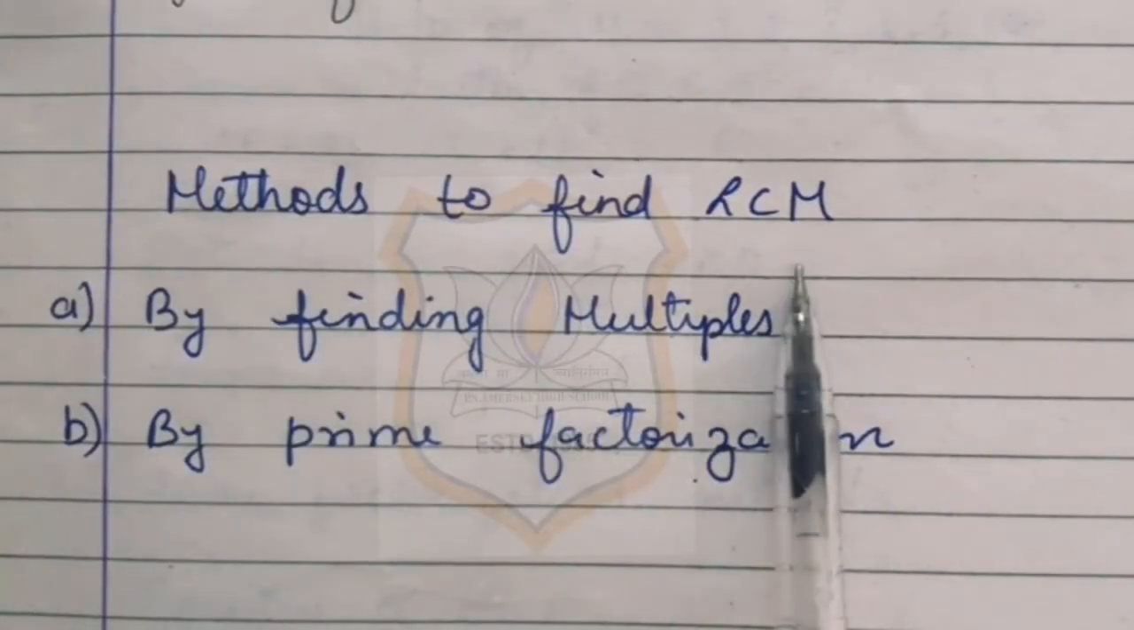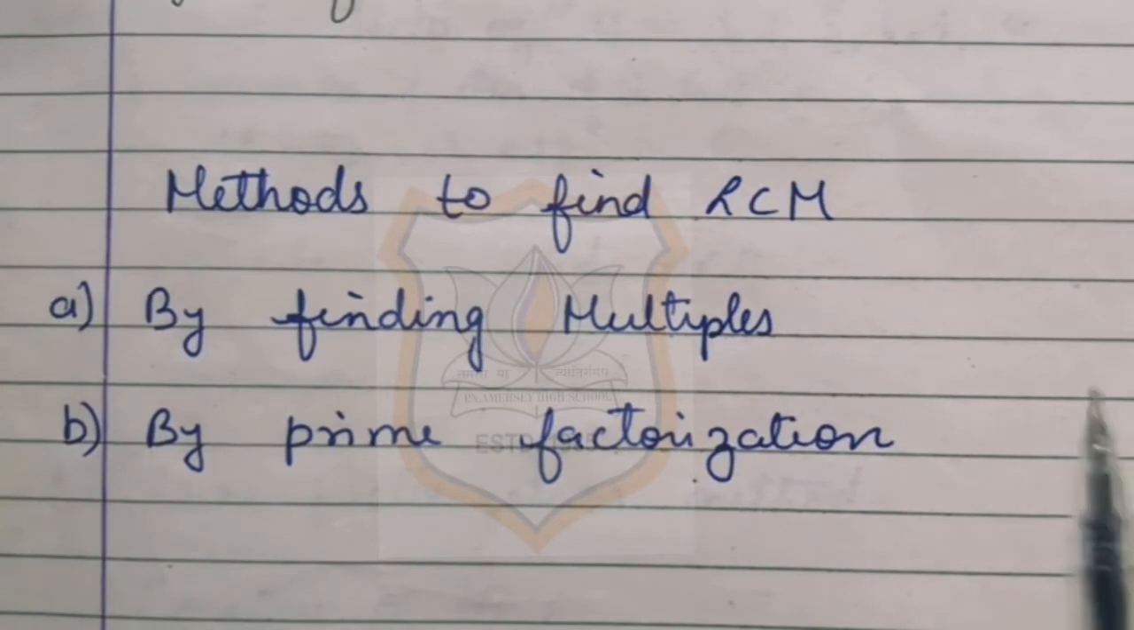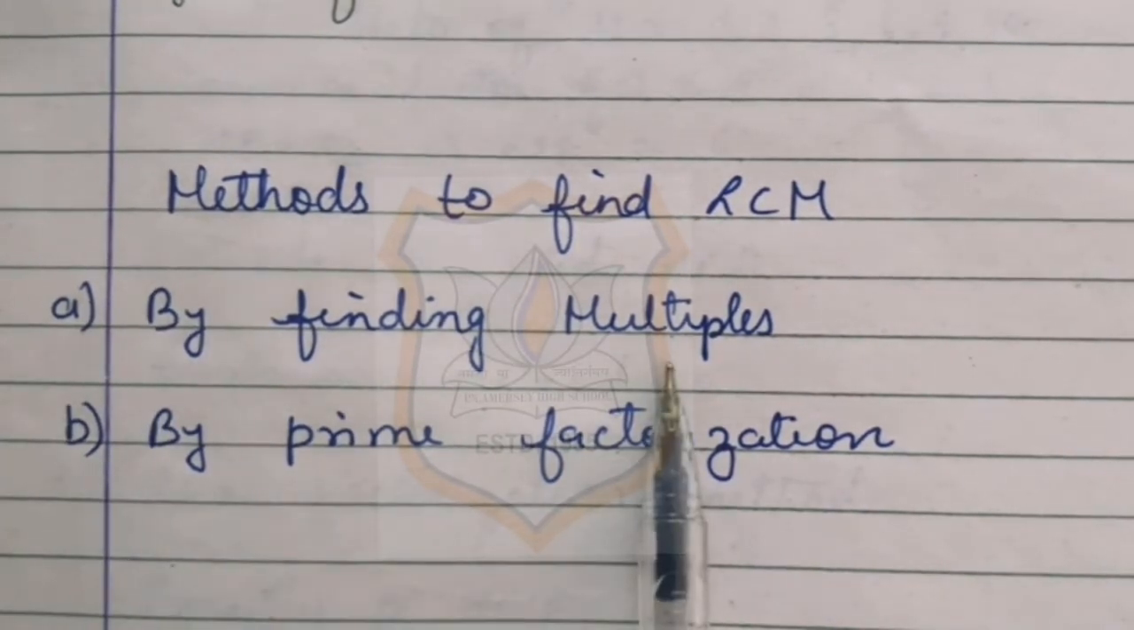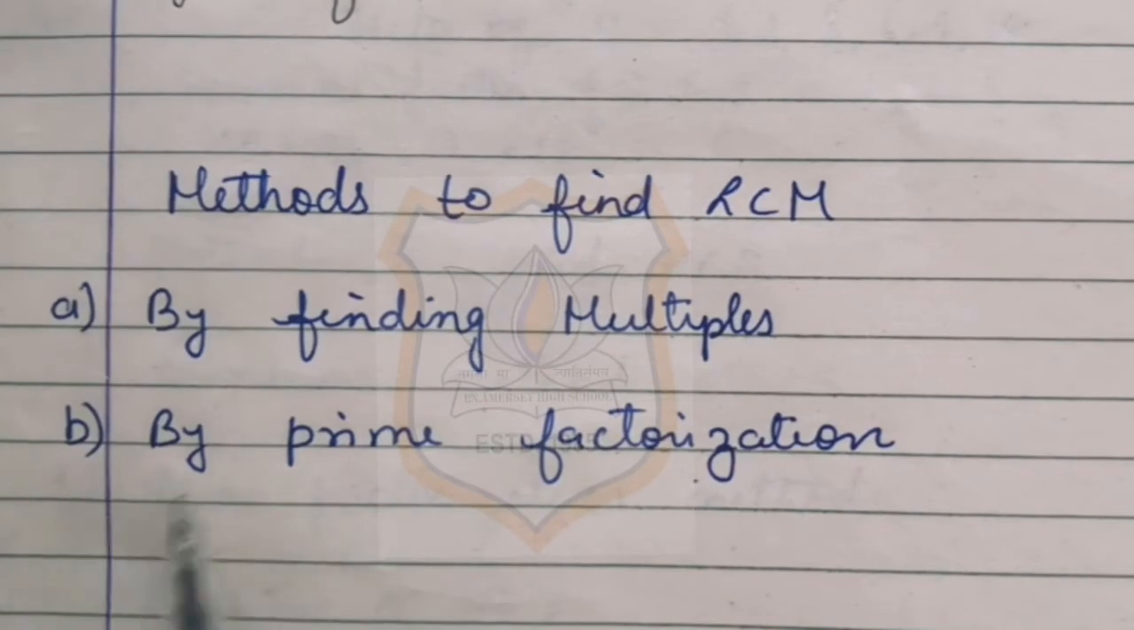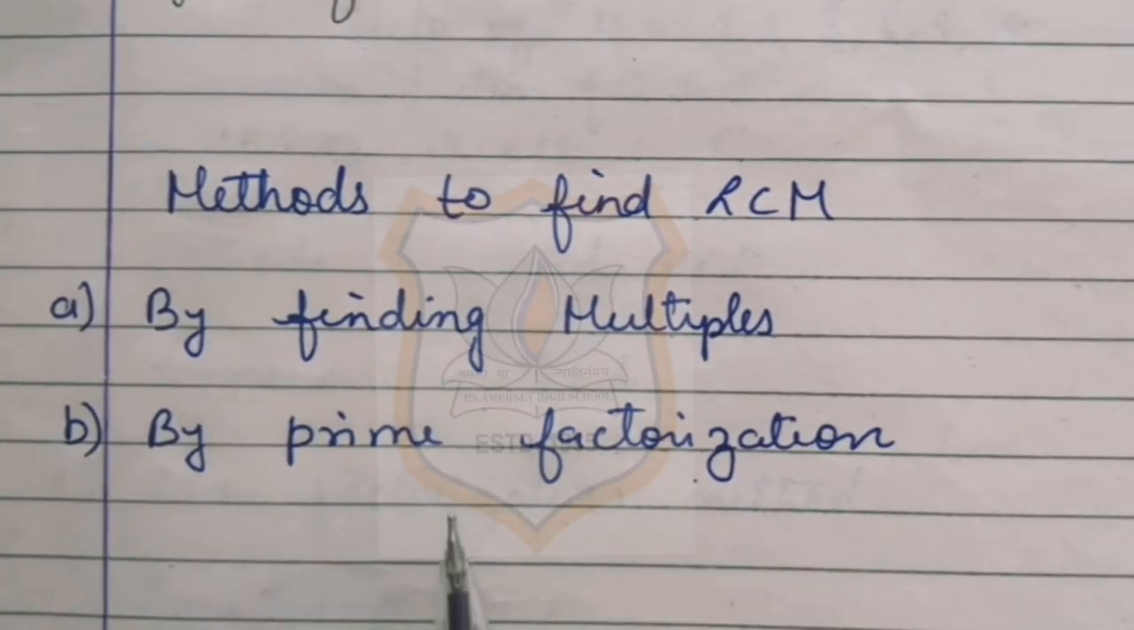Methods to find LCM. To find LCM, the following methods can be used. A. By finding multiples. In this method, we find the multiples of the numbers and then find the LCM. And B. By prime factorization. Here we first find the prime factors of the numbers and then find the LCM.